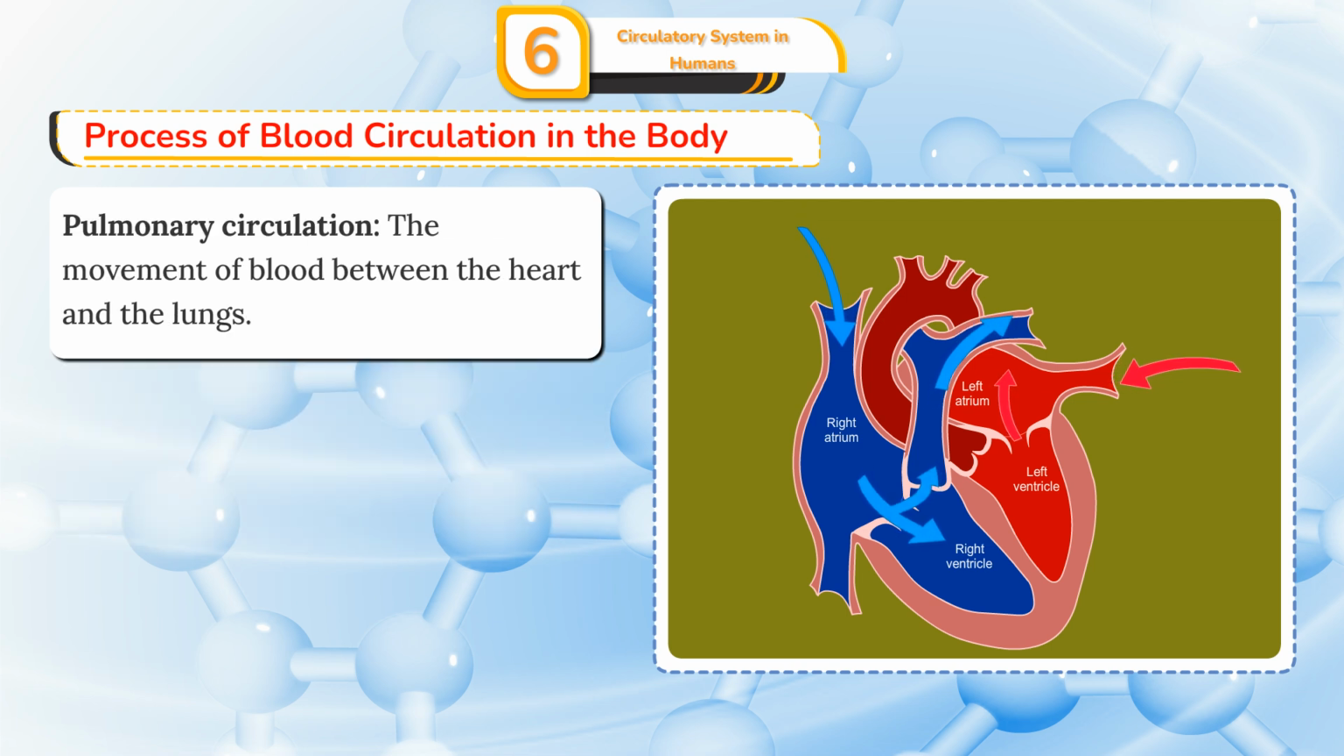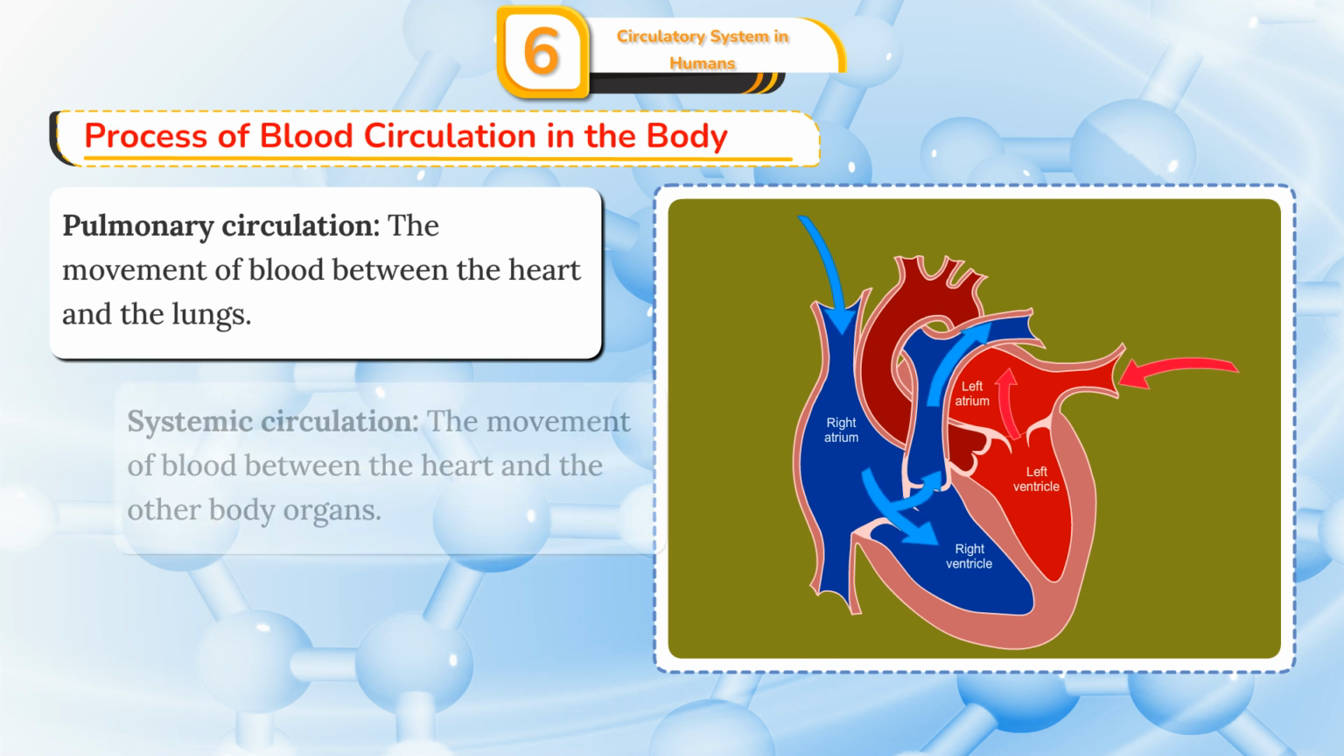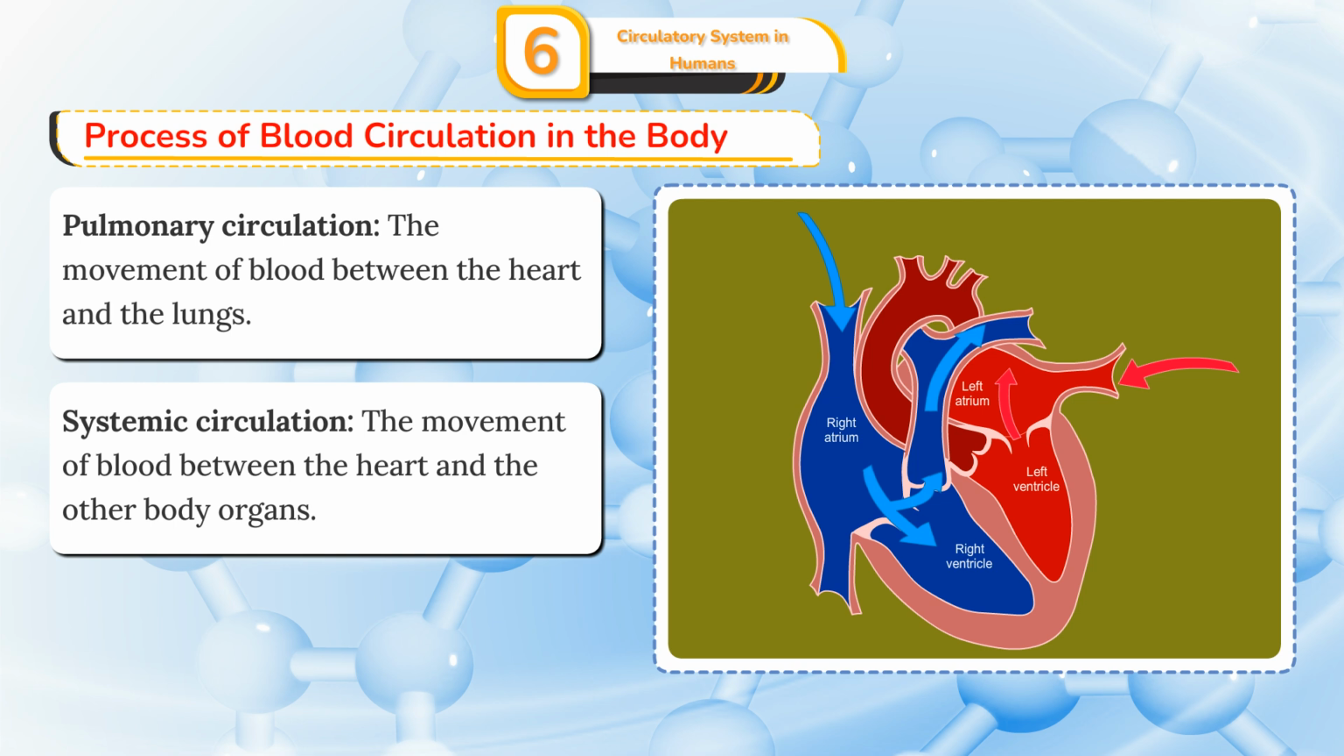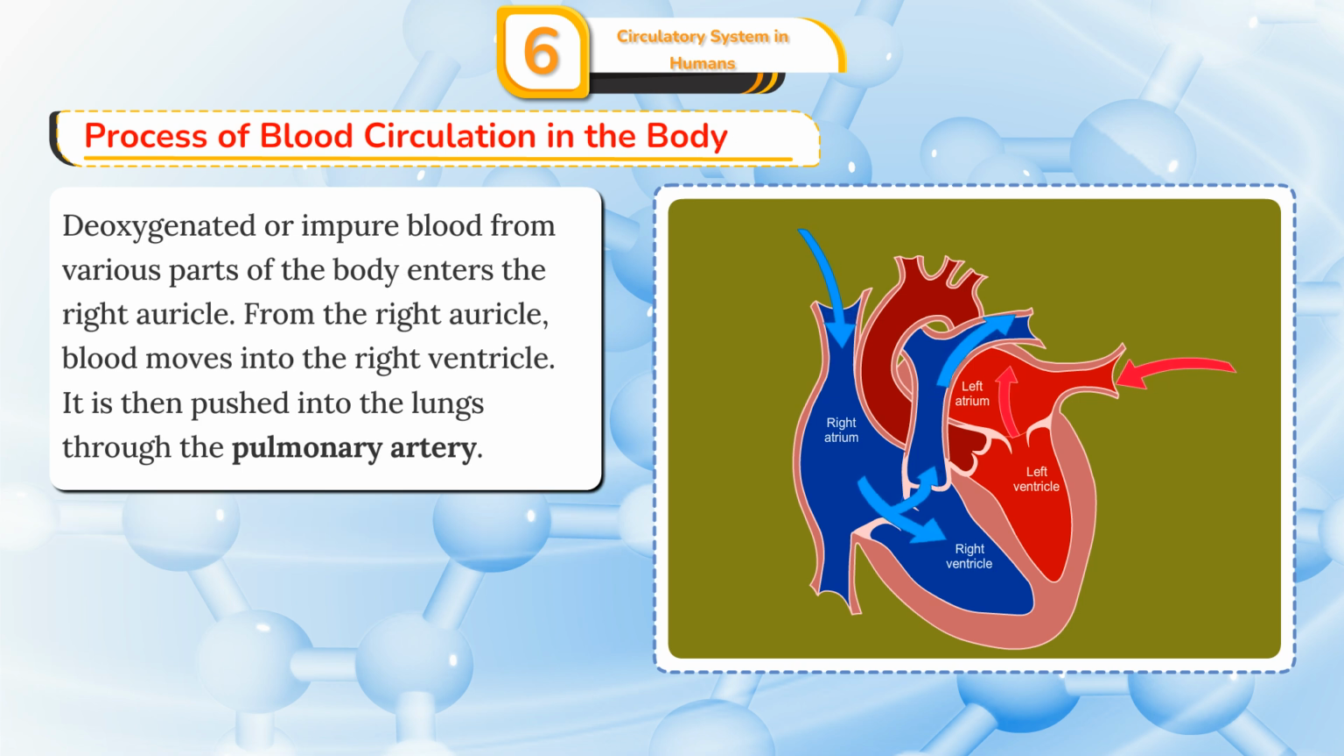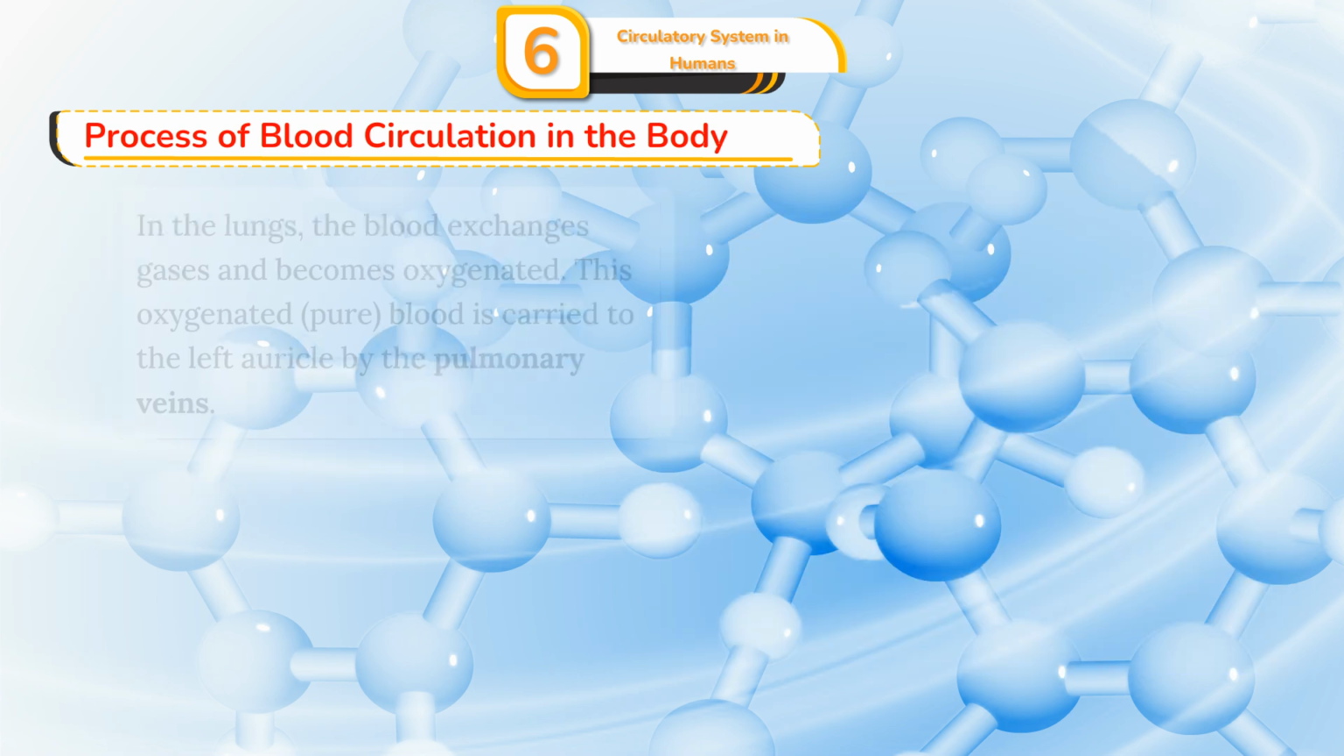Pulmonary circulation, the movement of blood between the heart and the lungs. Systemic circulation, the movement of blood between the heart and the other body organs. Deoxygenated or impure blood from various parts of the body enters the right auricle. From the right auricle, blood moves into the right ventricle. It is then pushed into the lungs through the pulmonary artery.